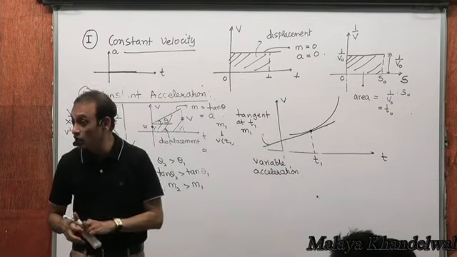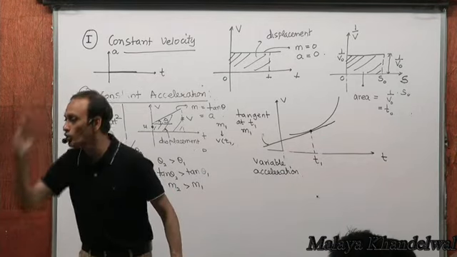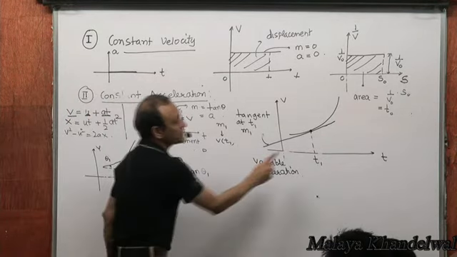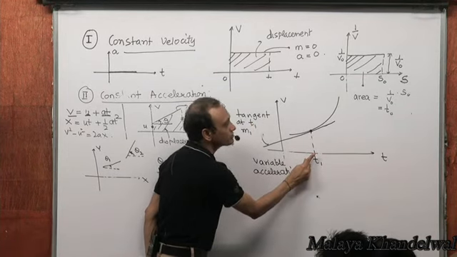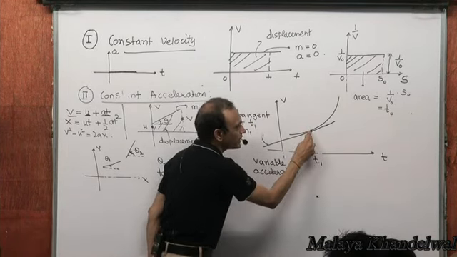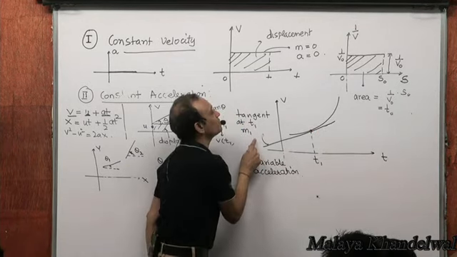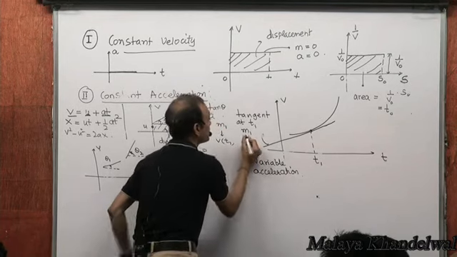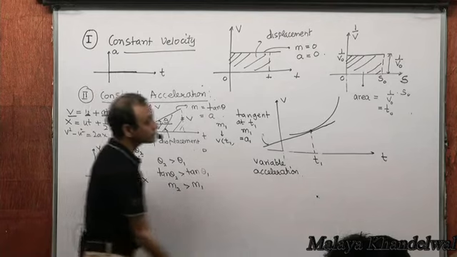When I say slope of the velocity time graph, what does it mean? It means slope of the tangent to the curve. So at t equal to t1, if I have to find the acceleration in the velocity time graph, then at that point I draw a tangent. The slope of this tangent m1 will give me the acceleration a1 at the instant of time t1.